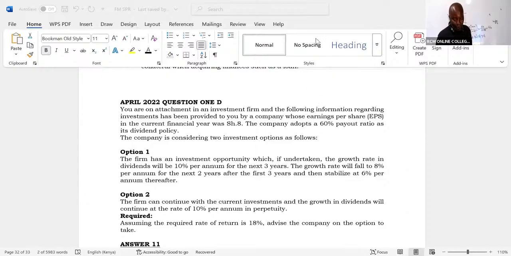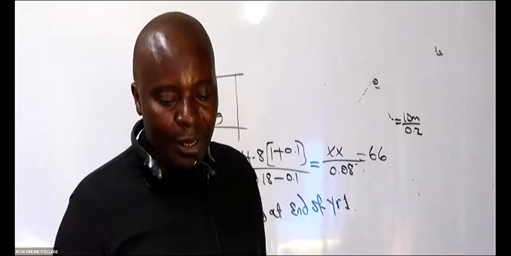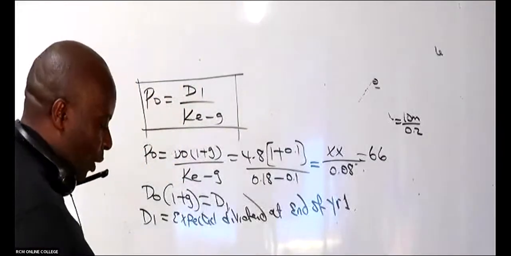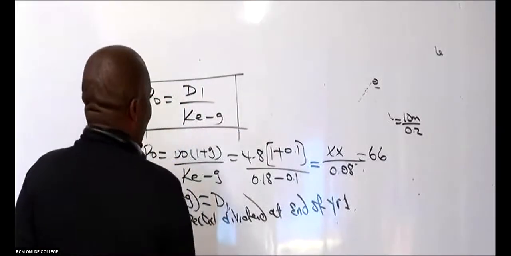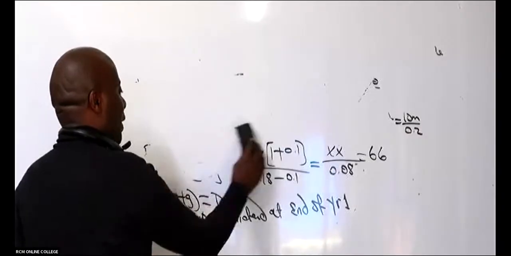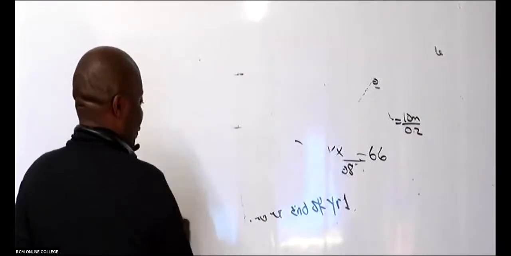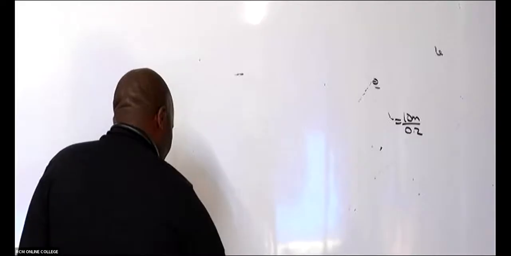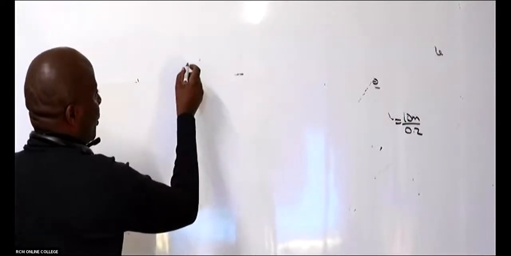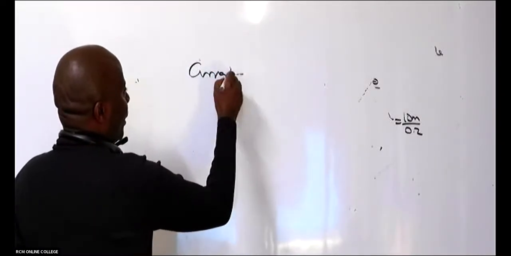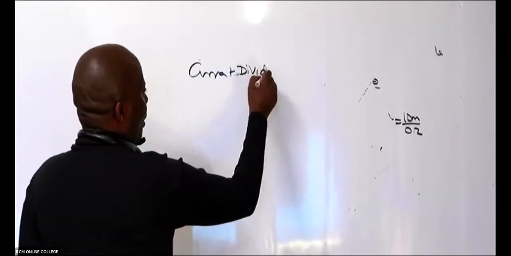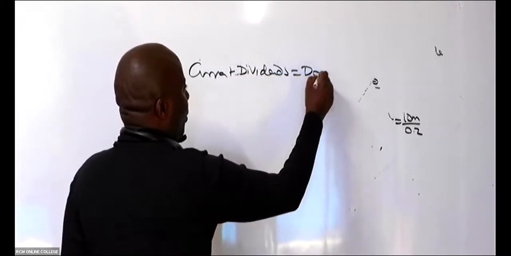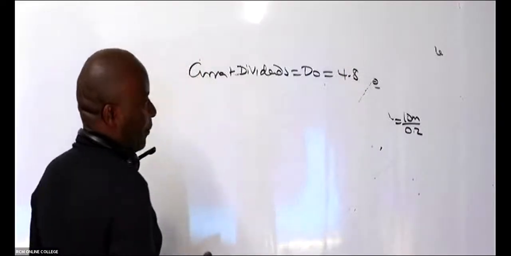Now, please listen to me very well. Remember, we have current dividends. The current dividends, what we are calling our D0, is 4.8.